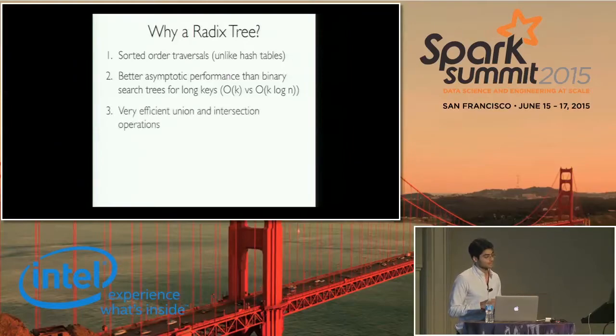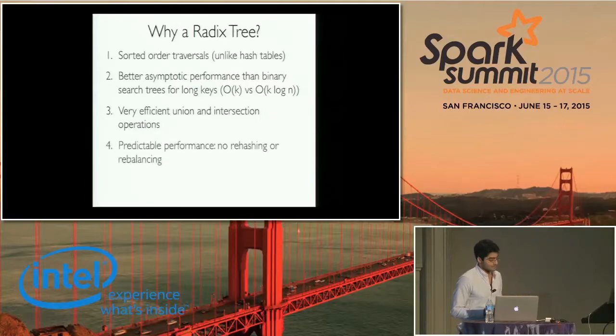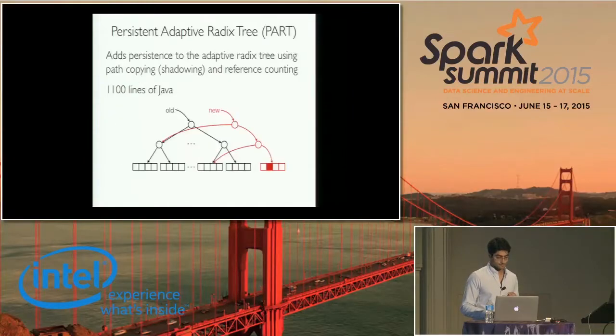The third thing is that radix trees support very efficient specialized union and intersection operations, because they enable large numbers of keys to be eliminated based on their prefix structure when doing these operations. And finally, they have good performance because they don't require any rehashing or rebalancing. So performance is very predictable, especially for insertions, compared to a hash table where a rehash might take hundreds of milliseconds, or a self-balancing binary search tree. So that was the base data structure.